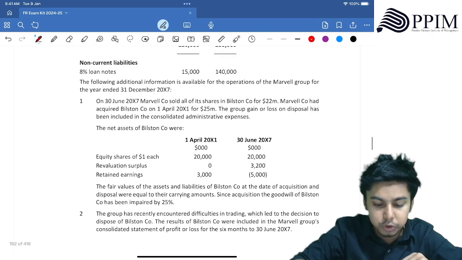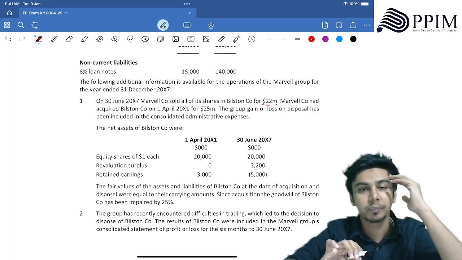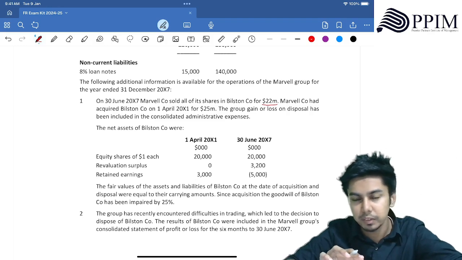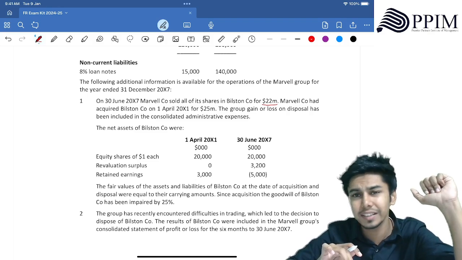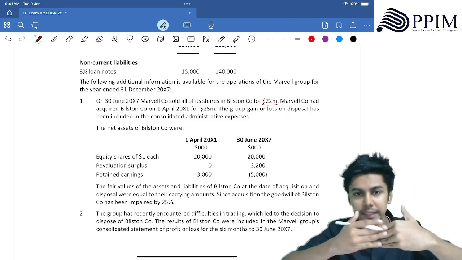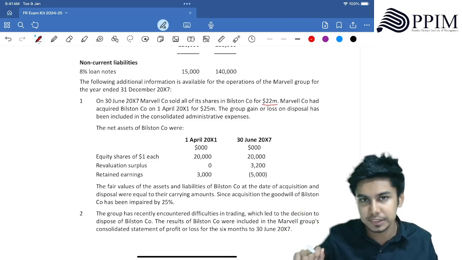On 30th of June 2007, Marvel sold all the shares in Bilston for 22 million. When you sell a subsidiary, we call it a group disposal. But when is it happening? It's happening in June, after 6 months of the year. So take that into consideration.